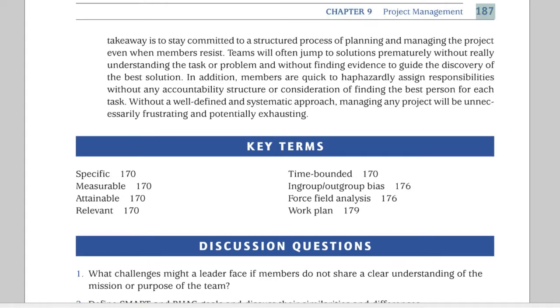Takeaway is to stay committed to a structured process of planning and managing the project even when members resist. Teams will often jump to solutions prematurely without really understanding the task or problem, and without finding evidence to guide the discovery of the best solution. In addition, members are quick to haphazardly assign responsibilities without any accountability structure or consideration of finding the best person for each task. Without a well-defined and systematic approach, managing any project will be unnecessarily frustrating and potentially exhausting.